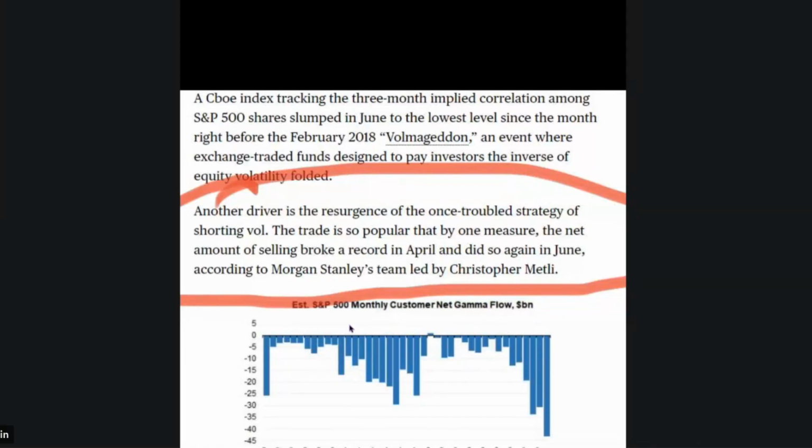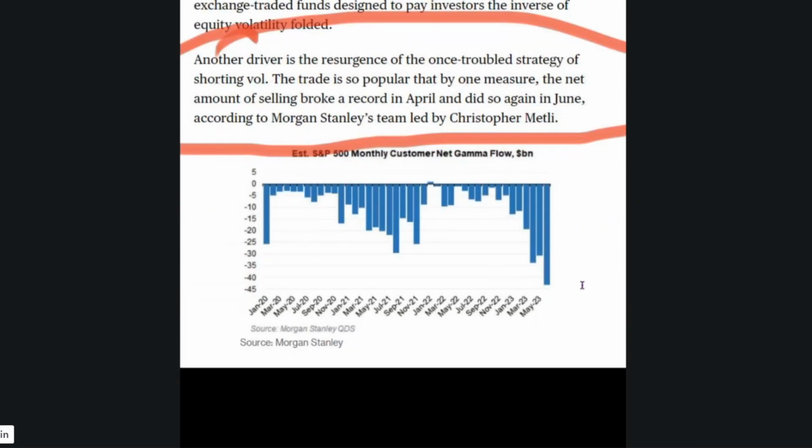The net amount of selling broke a record in April and did so again in June, according to Morgan Stanley's team. People are starting to highlight this. We're looking at a crazy amount of vol selling, which, to be fair, has been an excellent trade. What's been working, people think is going to continue working into the future. It's a fallacy, and they crowd into it because it's the only thing that seems to be working, either being long equity, being long tech, or being short vol, or both.